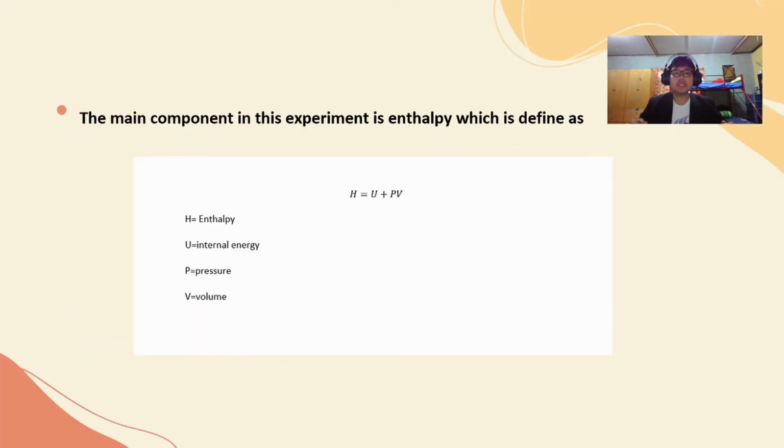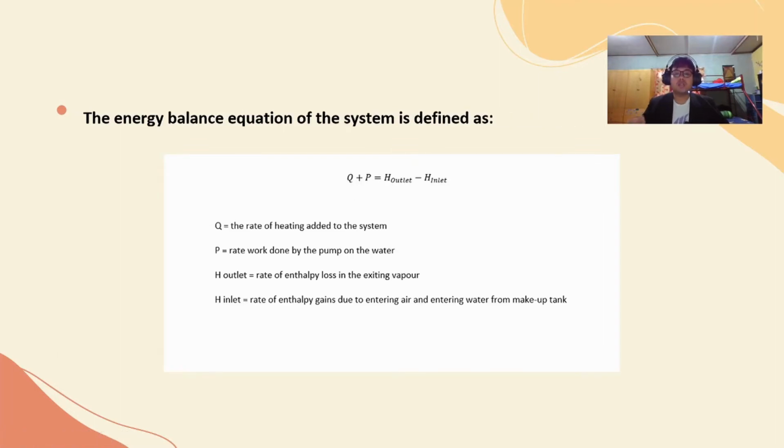The main component in this experiment is enthalpy, which can be defined as H equal to U plus PV, where H is enthalpy, U is internal energy, P is pressure, and V is volume. The energy balance equation can also be defined as Q plus P is equal to H outlet minus H inlet. H outlet is the rate of enthalpy loss in the existing vapor, and H inlet is the rate of enthalpy gain.